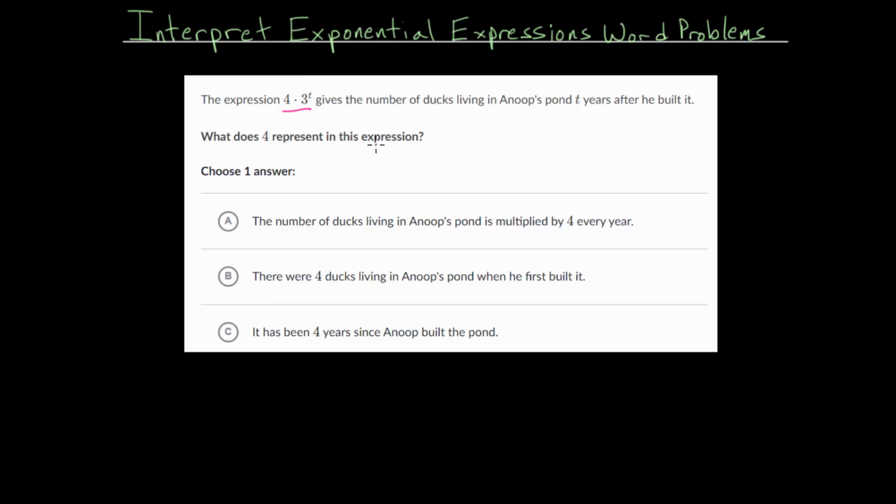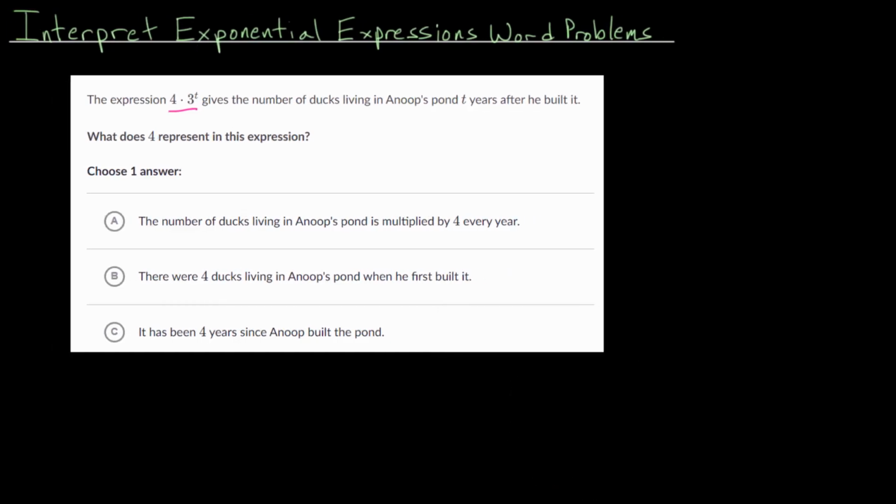Now, one way to approach these problems is to just make a table and see if we can figure out the patterns. So let's write that down. We can make a table. So let me draw that very quickly. And we know that we have essentially two different variables. We have t, that's our independent variable, that's the time. And then our second variable, which we don't have a letter for here, is the number of ducks. So let me just write that out in words. So we're looking at the number of ducks here.